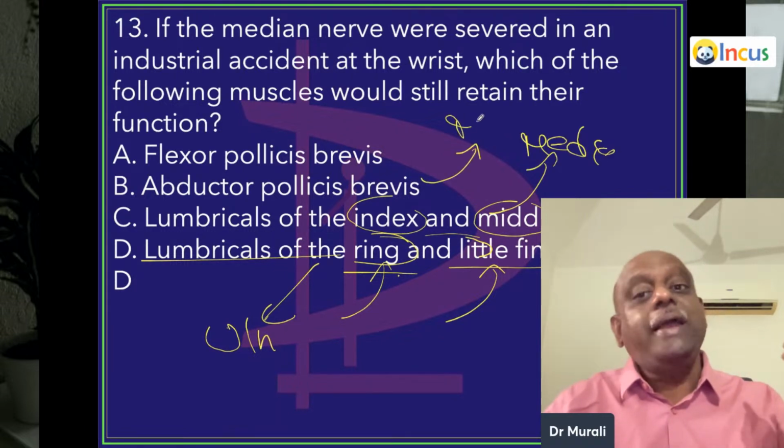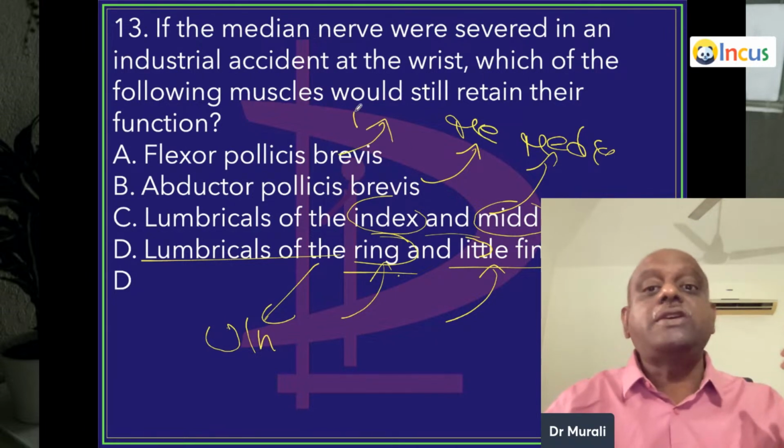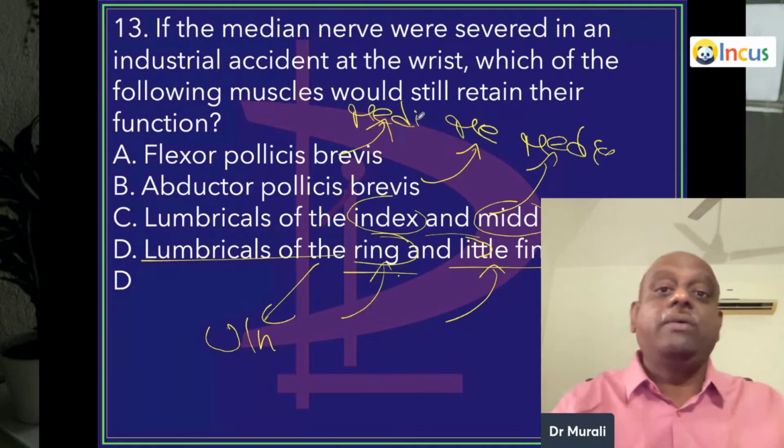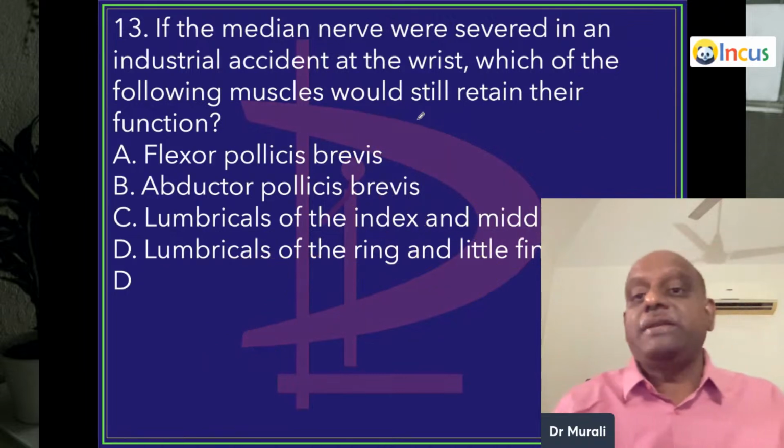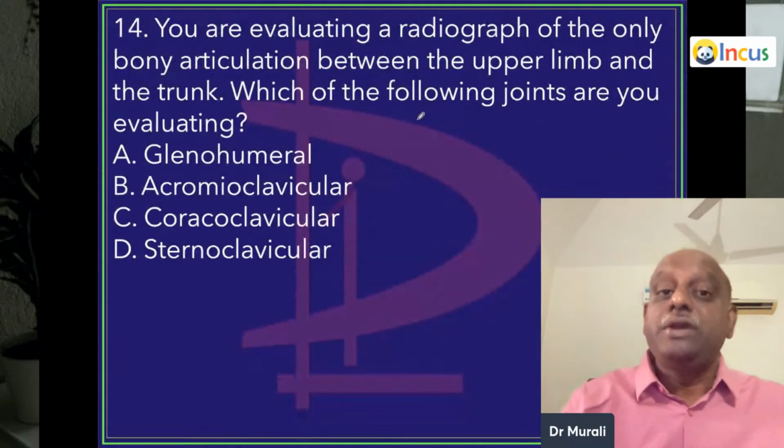Abductor pollicis brevis is by the median nerve. Flexor pollicis brevis is by the median nerve. That's what you need to basically remember.